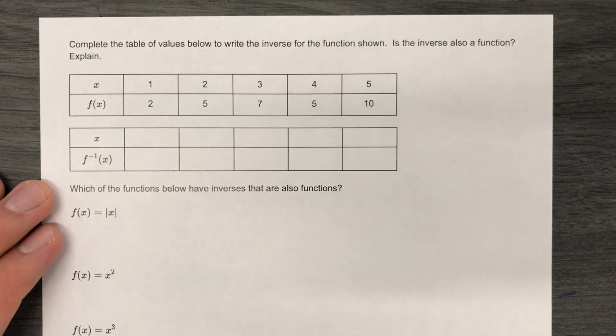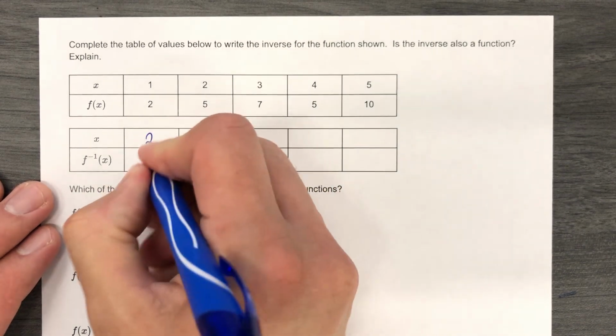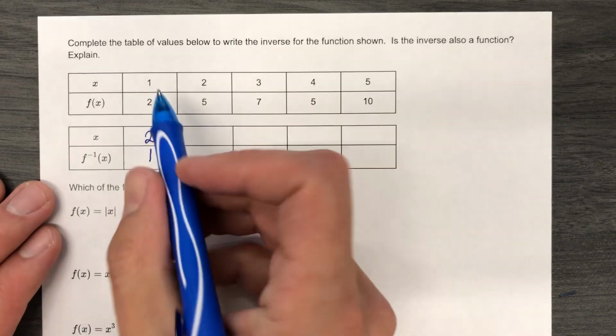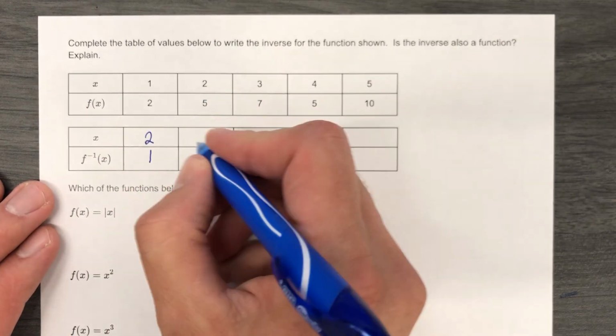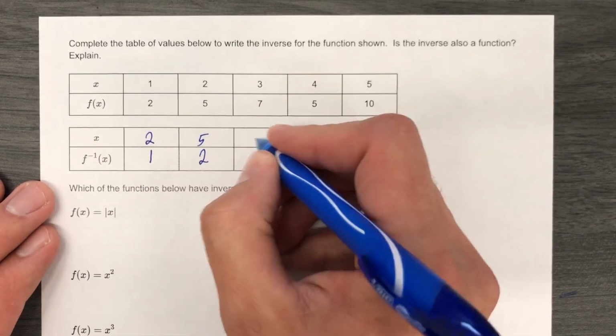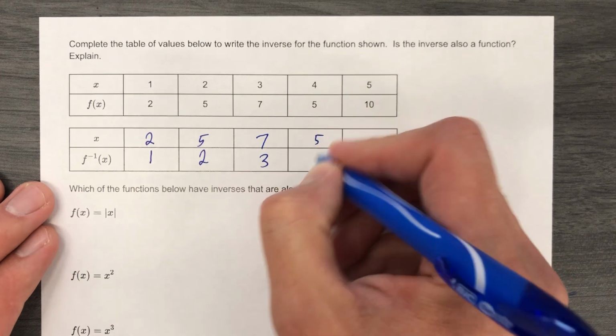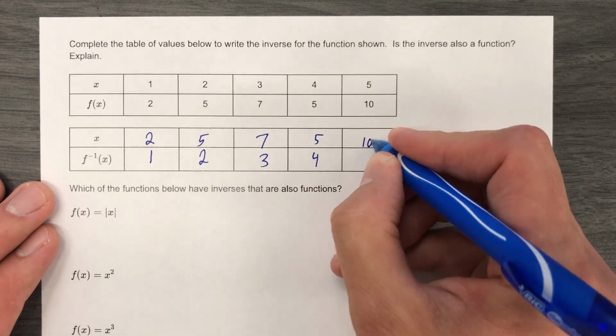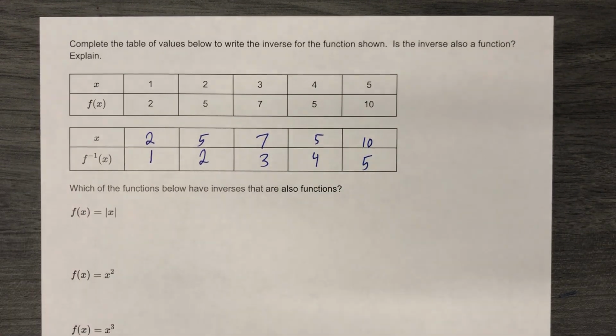So you don't really make this hard. Don't make this hard at all. Switch x and y. What was 1, 2 becomes 2, 1. What was 2, 5 becomes 5, 2. What was 3, 7 becomes 7, 3. Man, this is easy. It's 5, 4, and that is 10, 5. Okay, fantastic. That part's done.